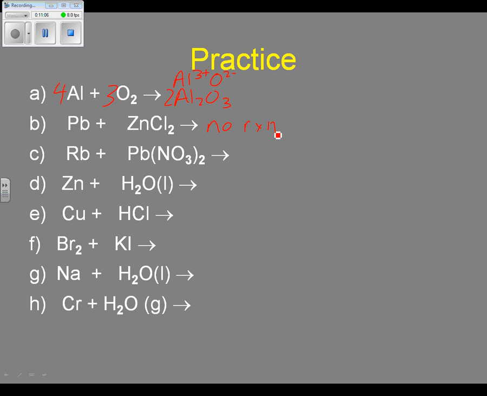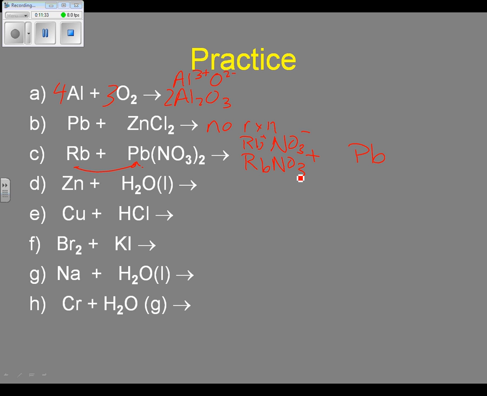C, rubidium and lead. I'm going to compare those two. Rubidium is above lead, so rubidium will replace lead in a single replacement reaction. And so lead is going home by itself. Rubidium is in group 1, so it is 1+, and nitrate is NO3 negative, so it's just RbNO3.